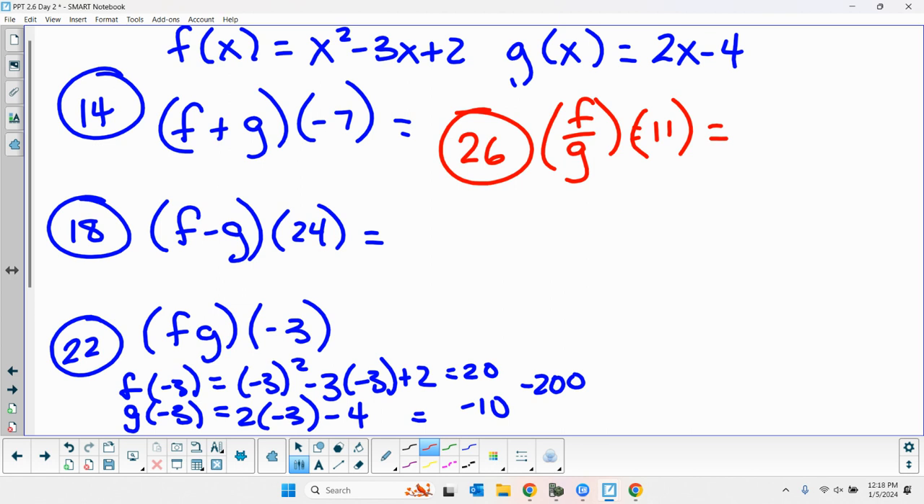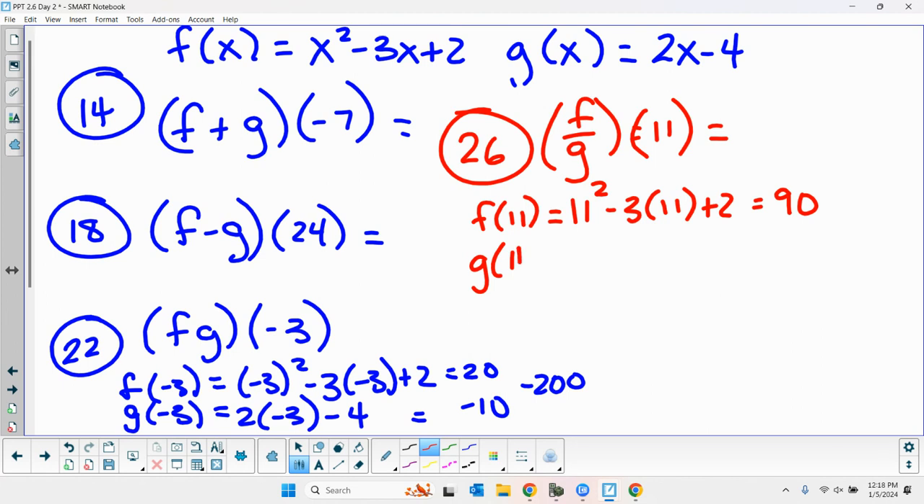Okay, so I would do f of 11 first. 11 squared is 121. That's 33. Plus 2 is negative 31. That gives you 90. Okay? Then g of 11 is 2 times 11, 22 minus 4, which is 18.